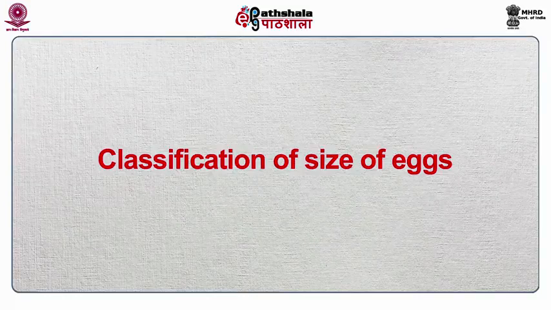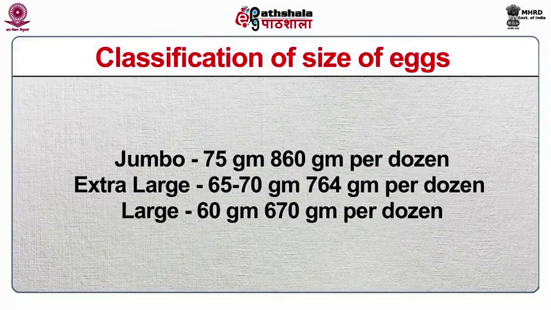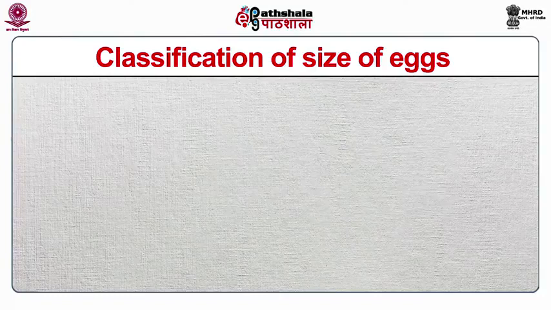Classification of size of eggs. Jumbo: 75 grams per egg and 860 grams per dozen. Extra large: 65 to 70 grams, 764 grams per dozen. Large: 60 grams, 670 grams per dozen. Medium: 49 grams, 598 grams per dozen. Small: 42 grams, 520 grams per dozen. Peewee: 40 grams, 436 grams per dozen.